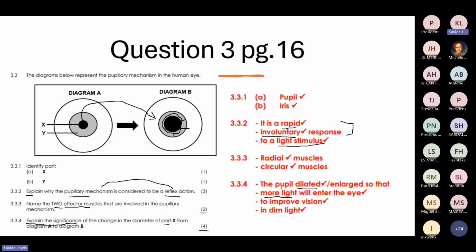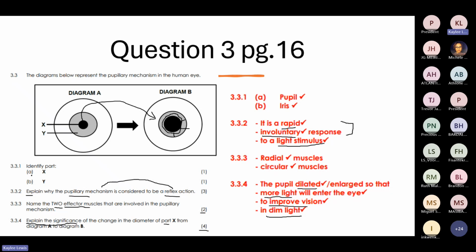Why do we want more light to enter the eye? Think when it's dark. Why do we want more light to enter the eye? Obviously, so we can see better. So that would be your third point. So more light can enter the eye to improve vision. Also, we can see better. And in what condition, environmental condition, does this happen in when our pupils dilate? In dim light. And that's what gets you your 4th mark.